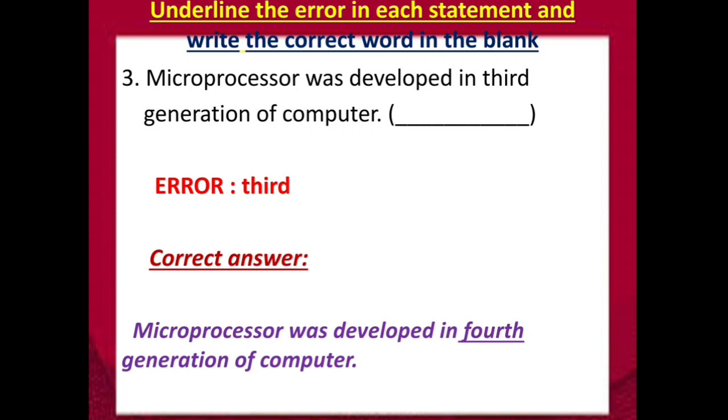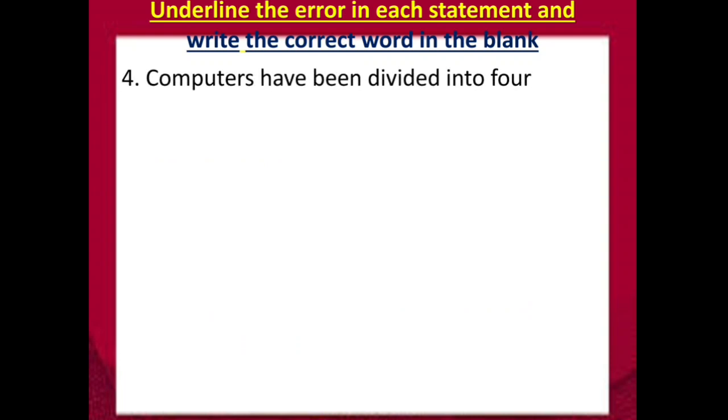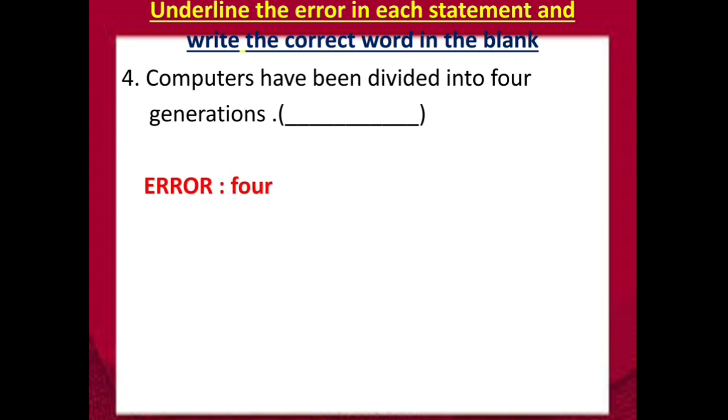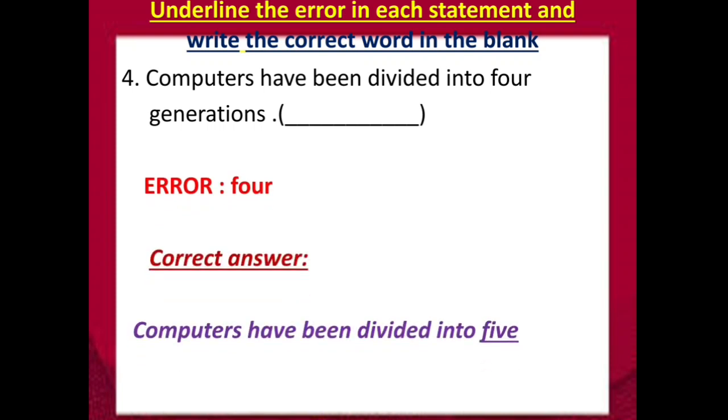Okay students, the next one is: computers have been divided into four generations. Is it true? No. Four is the error word. The correct statement is: computers have been divided into five generations. So in computers we have five generations.